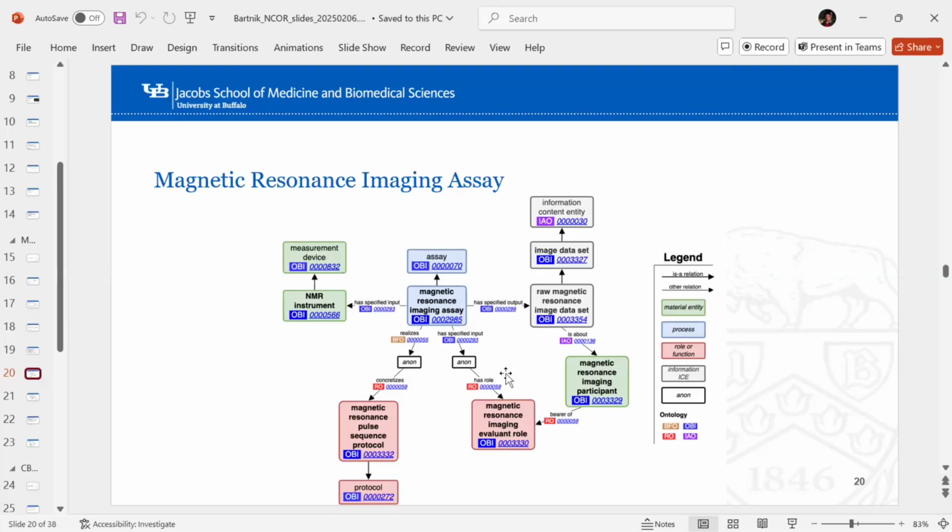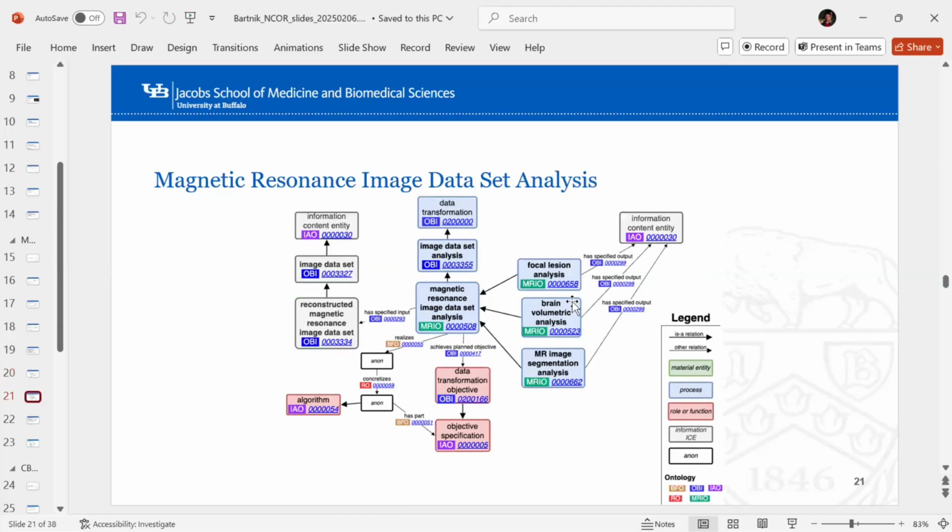And you also have your MRI participant serving as an evaluant role. And so that all fits together to produce this raw magnetic image data set. And I mentioned earlier, there's the whole K-space Fourier transform. So that's another step after this, but we're saying, okay, this just outputs the raw image data set. What we can do after that is you reconstruct that to your reconstructed MRI data set. So that's going from your K-space through your Fourier transform. Now you have a reconstructed image data set.